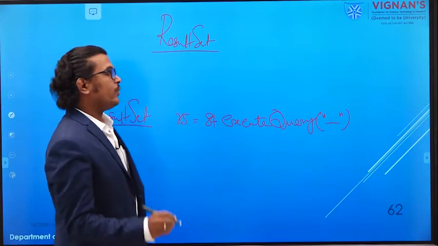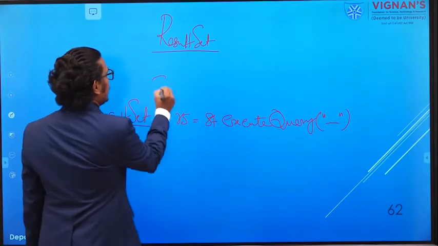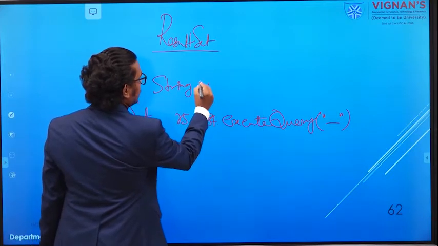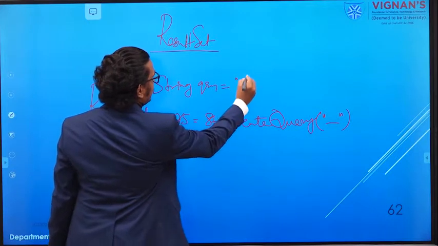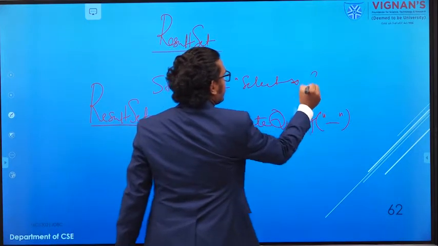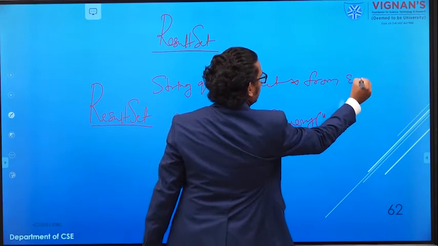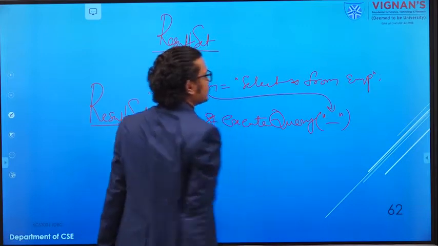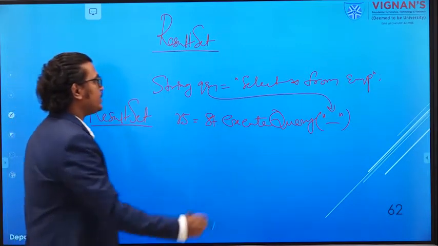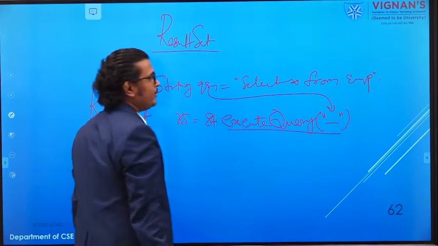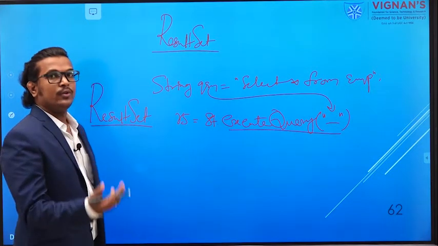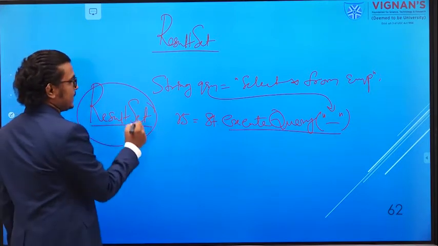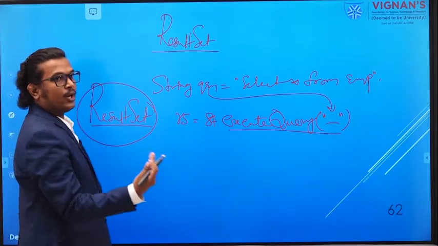If you want to pass that SQL statement through a string object, you can pass query equal to, you write select star from emp, and pass that query here. Okay, clear? So this executeQuery will be executed in your database, it will give the reply back to your application, and that information will be stored in your result set. With the help of this result set, we retrieve that information.